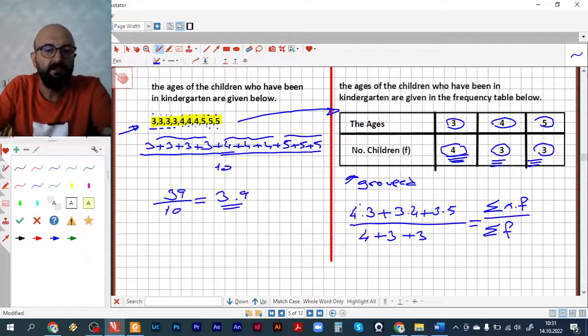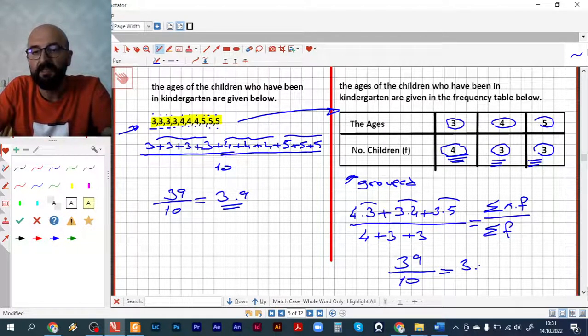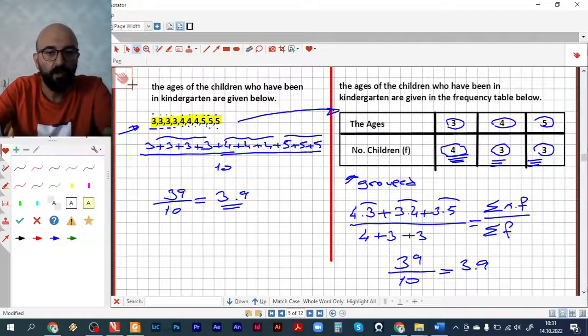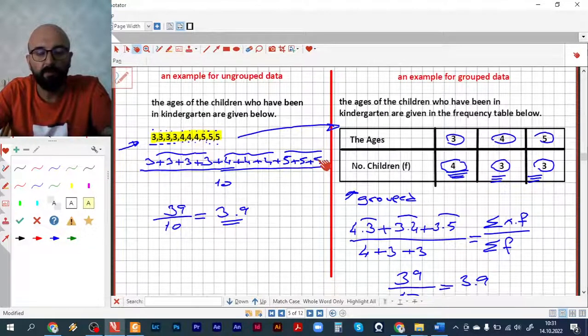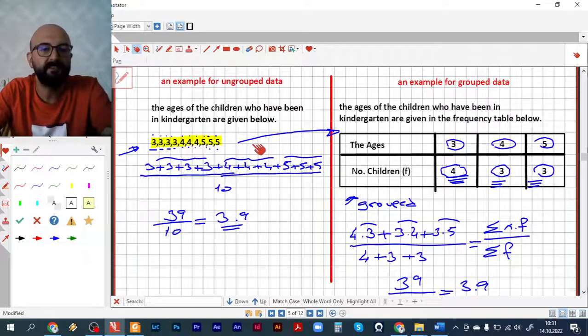So we have 12, 12, 15, so 39 over 10, and our mean is 3.9. Okay, now I hope you understand what the differences are between ungrouped data and grouped data.